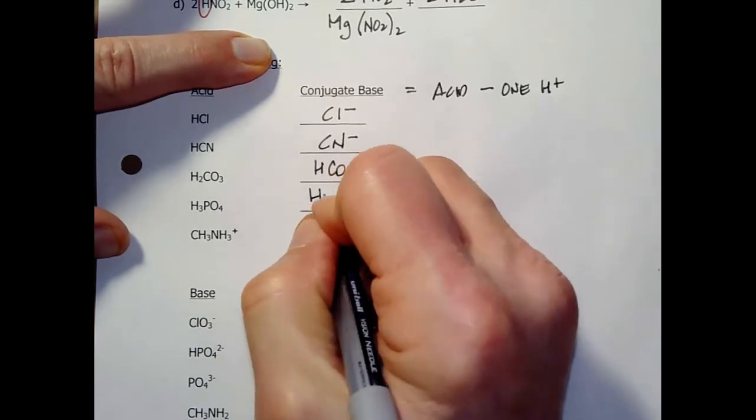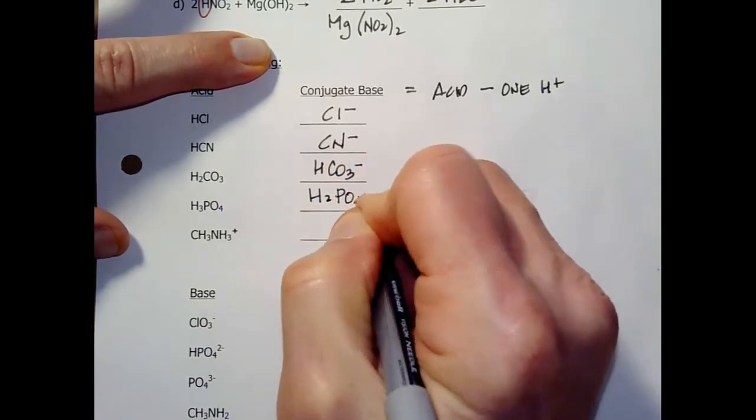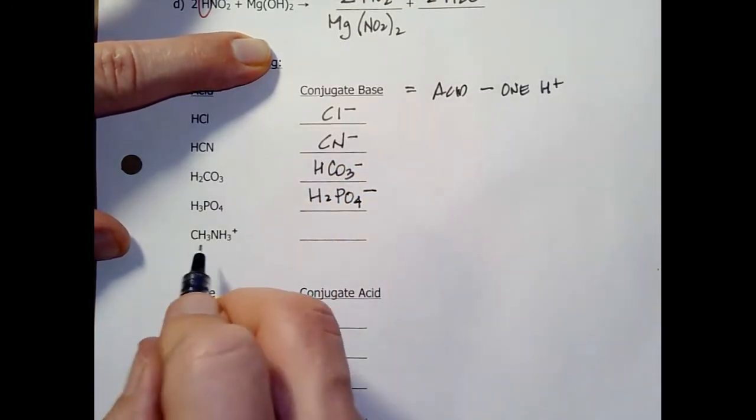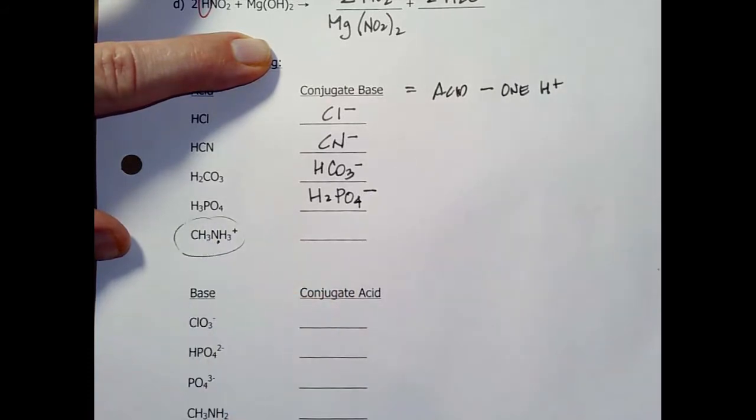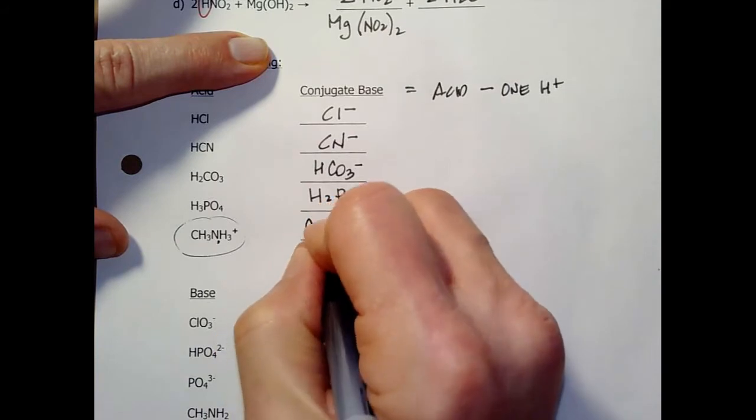H3PO4, H2PO4 minus. Here we know that extra H is on that nitrogen, CH3NH2.